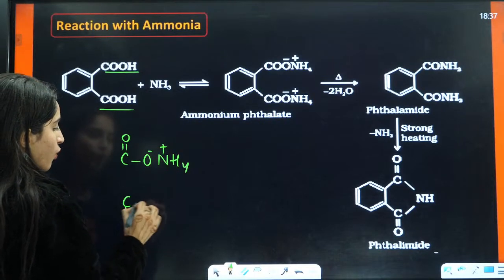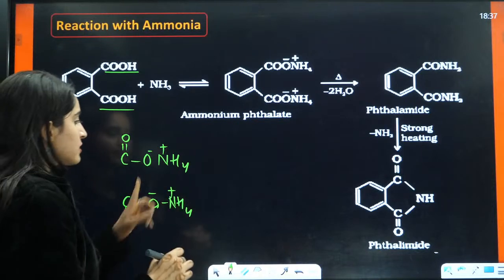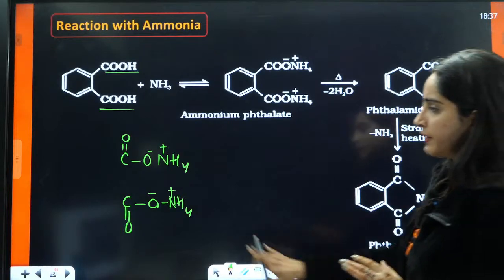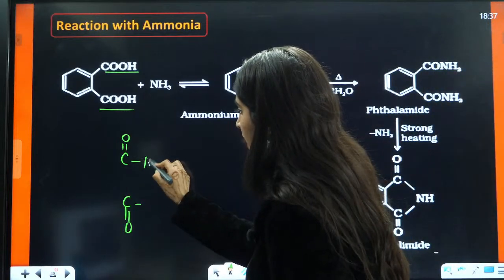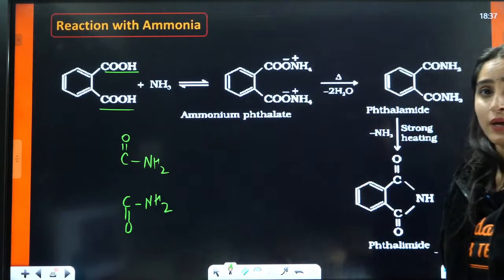Again, this is COO negative, this is NH4 positive, right? This thing will be formed, and this was what we have written here. After this, water will be eliminated. So you will have NH2 here, you will have NH2 here. Now the next step is very important.